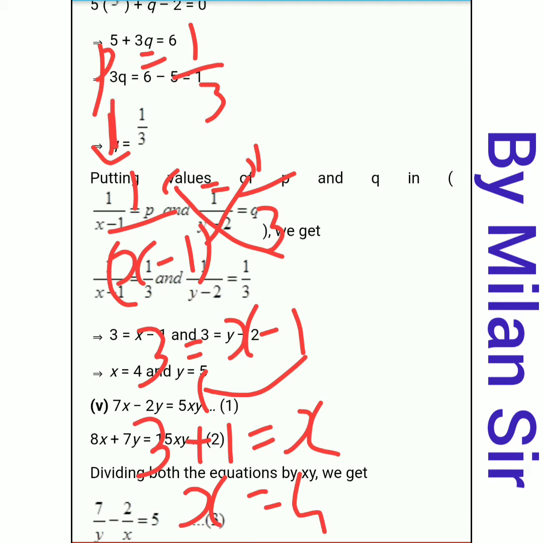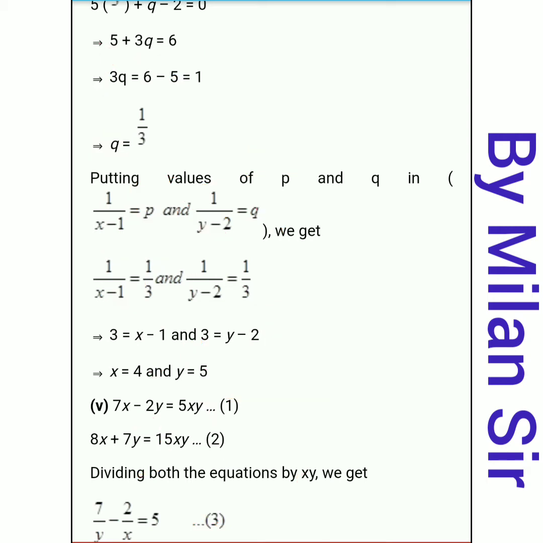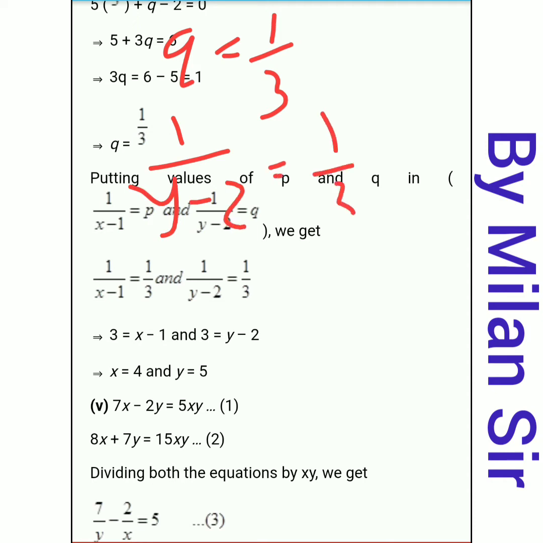We need to put the value of P, then just do the cross multiplication process and then transfer this minus 1 to the left hand side. So finally we get x is equal to 4. Then similarly Q is equal to 1 by 3. In place of Q we can write 1 upon y minus 2, because initially we assumed that Q is equal to 1 upon y minus 2.